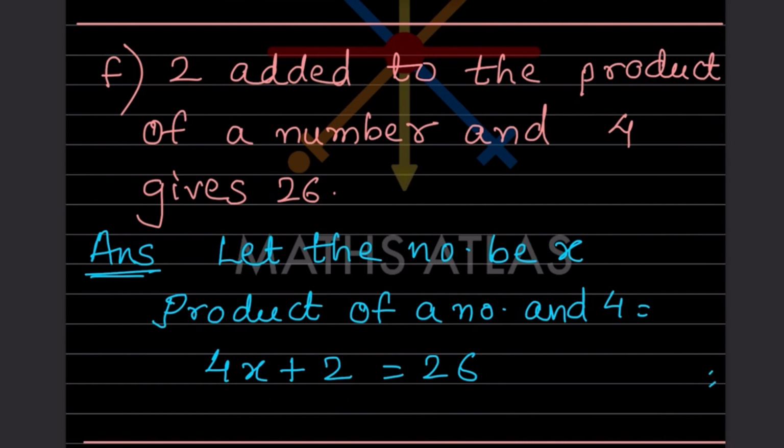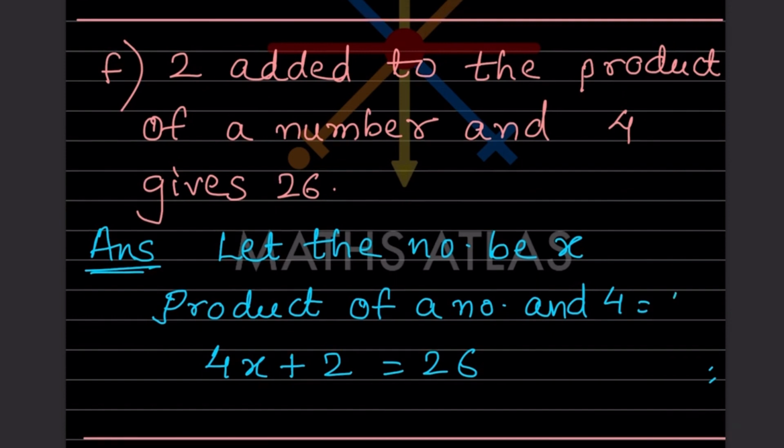No, that was right. Actually, they said product of a number and 4. The number is x, and 4 means that is going to be 4x. So that was right. I was confused for that. Okay, sorry for that. So here, product of a number and 4, that is 4x.